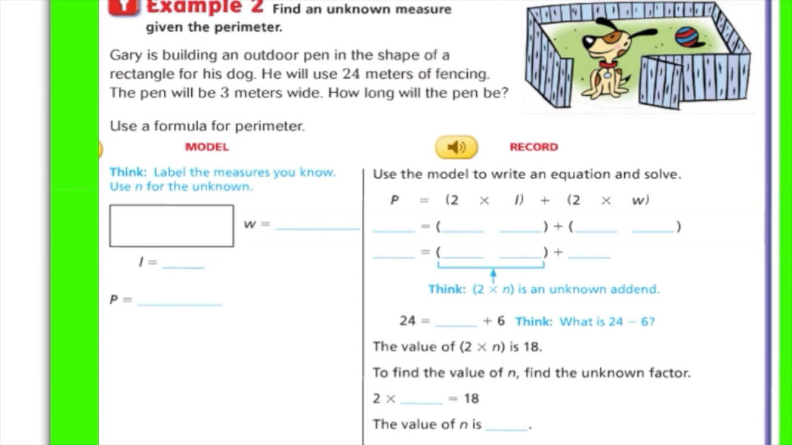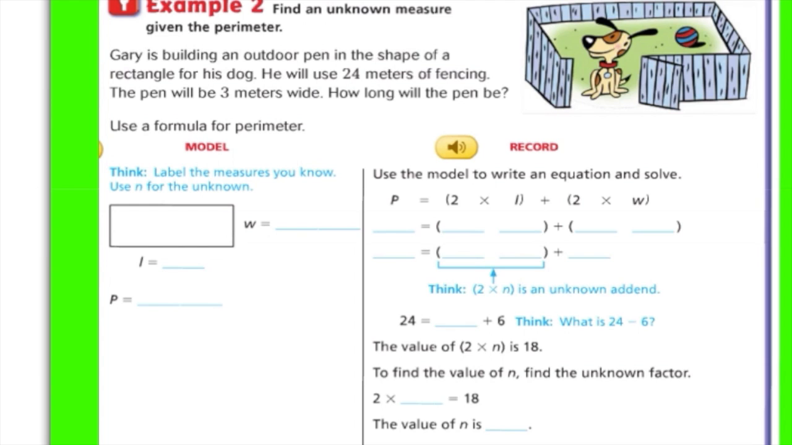So I have to think, are they asking me to find area or perimeter? Since I'm being asked to find the distance around something, that would be the perimeter. If I'm covering the surface, that means I'm finding area. So am I being asked to find the perimeter of fencing or the grass inside? I'm being asked to find the fencing.